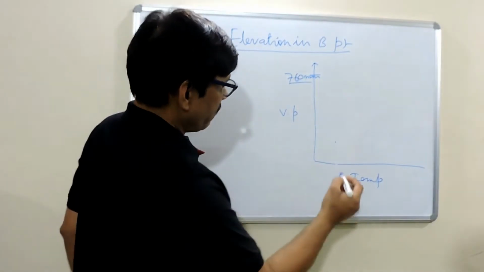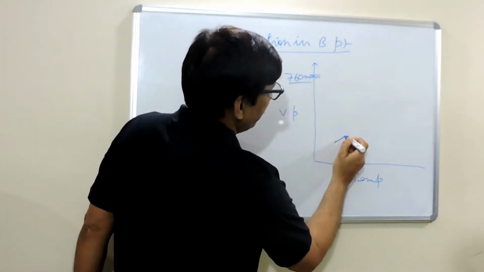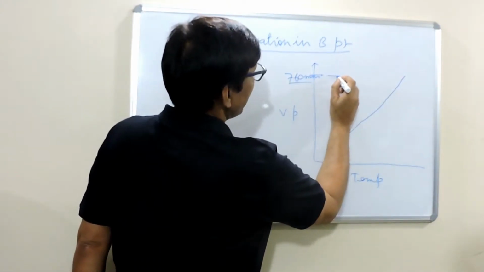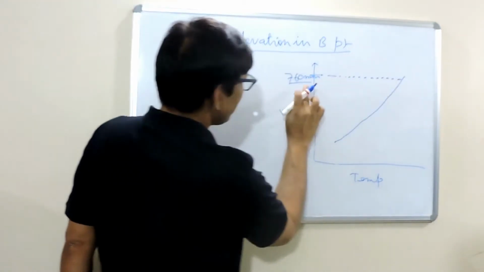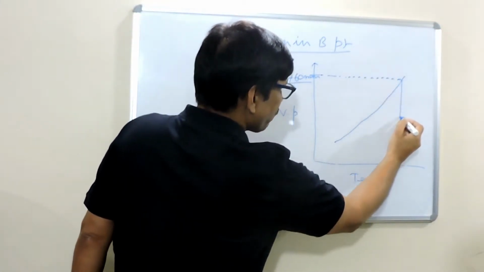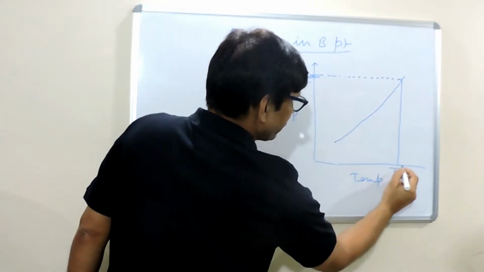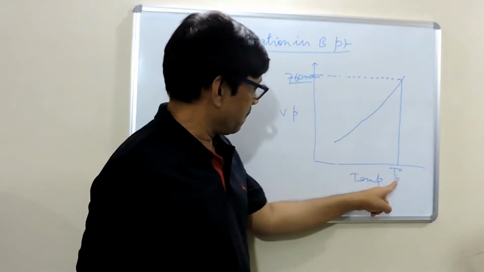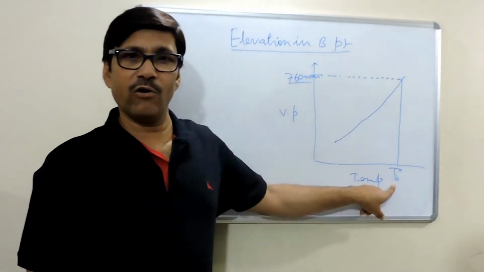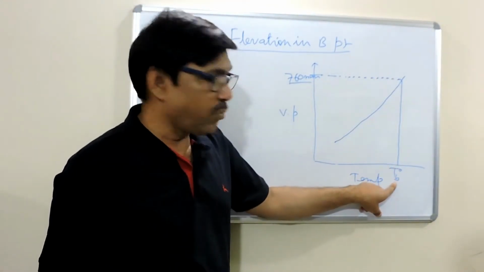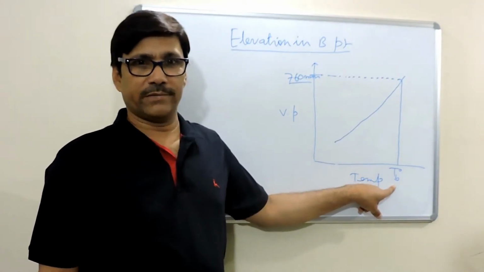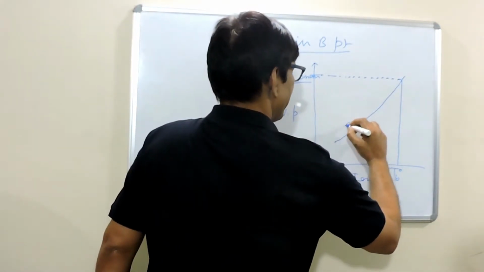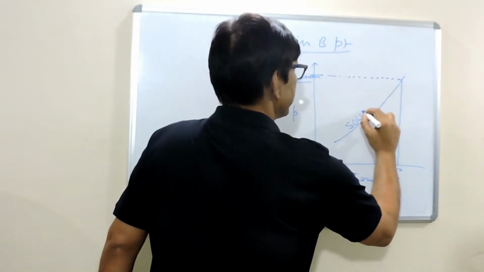So when we increase its temperature, its vapor pressure will increase. Once its vapor pressure becomes equal to the atmospheric pressure, this liquid will start boiling. Suppose we call it TB naught. So here TB naught is boiling point of pure liquid. And this is vapor pressure of pure liquid, that is vapor pressure curve of pure solvent.